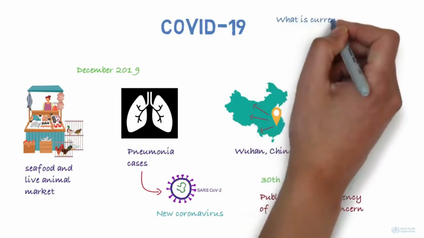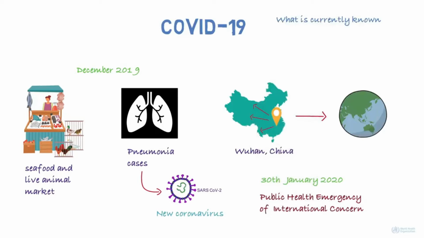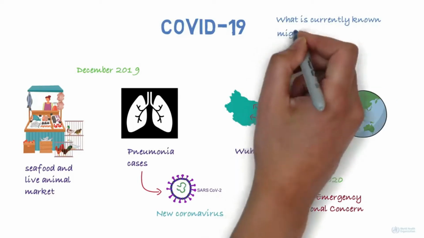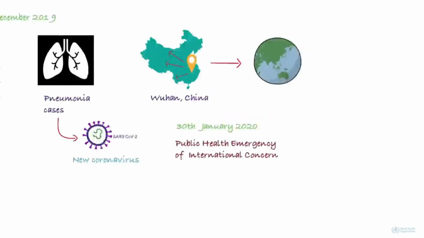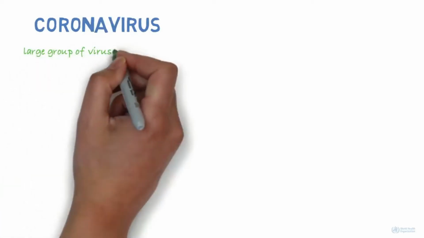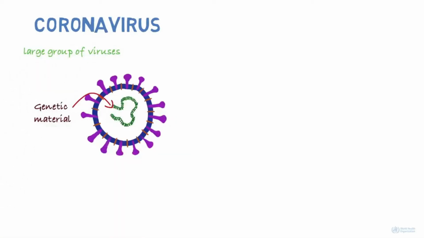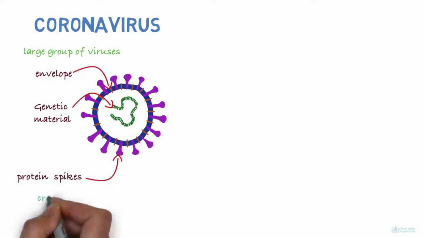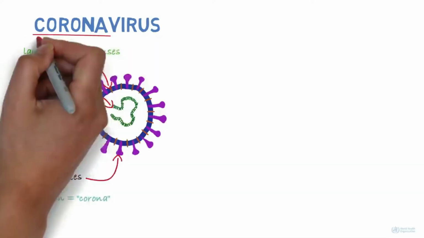In this video, we look at what is currently known about COVID-19. Keep in mind this is a new disease. It might change in future. So, what is coronavirus? Coronavirus is a large group of viruses. It consists of core genetic material surrounded by a lipid envelope with protein spikes. This gives the appearance of a crown. Crown in Latin is called corona, and that's why this virus gets this name.